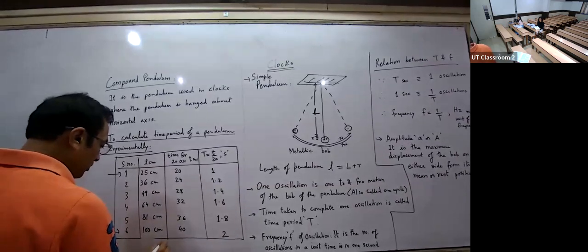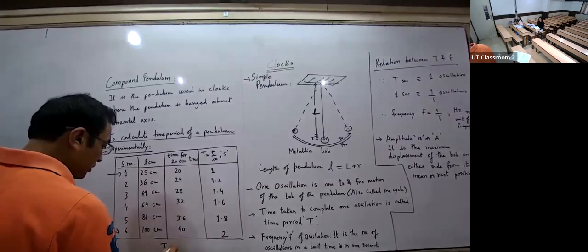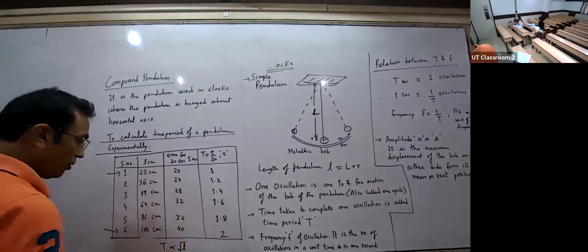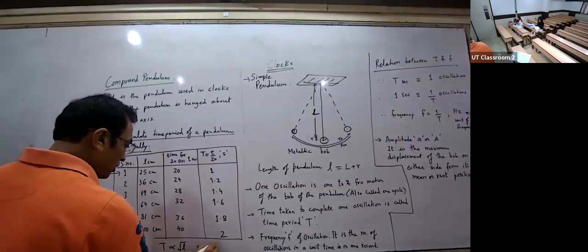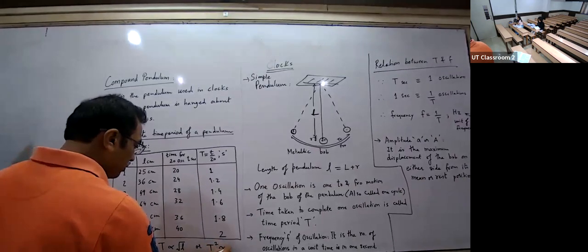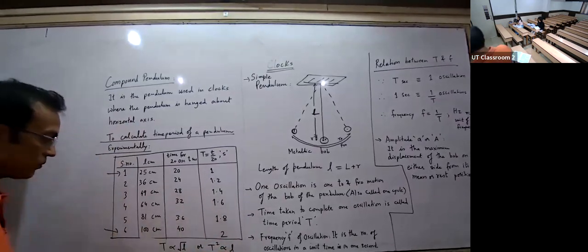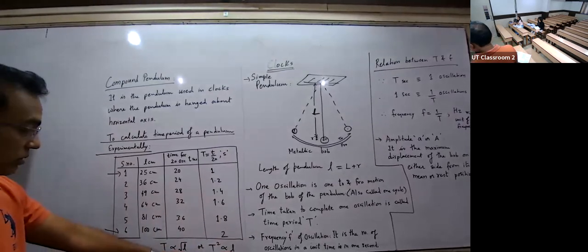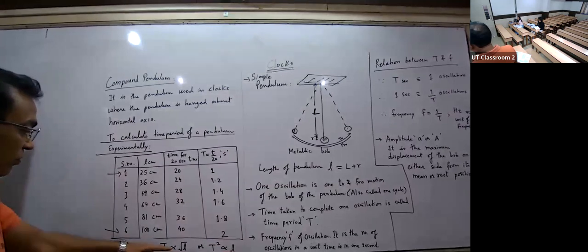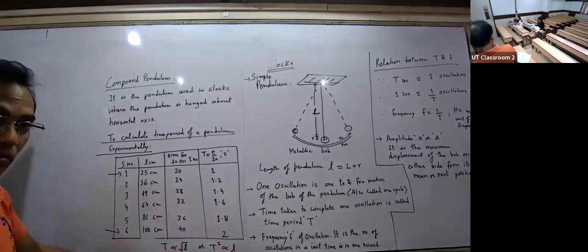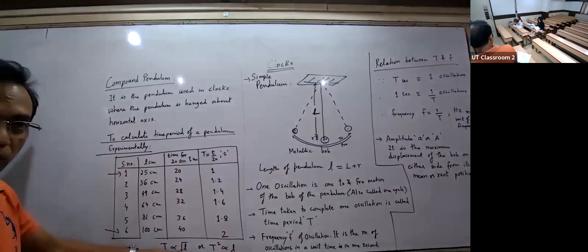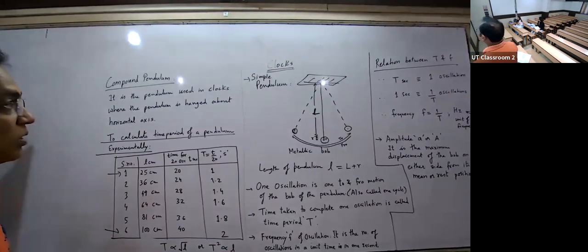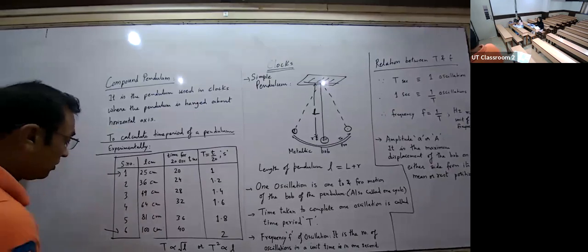So time depends on the square root of length, or T square is proportional to length. Okay, this is how it is. So when the length becomes 4 times, time becomes double. Square root of 4 is 2. Okay, this is the relationship we have found. Right?